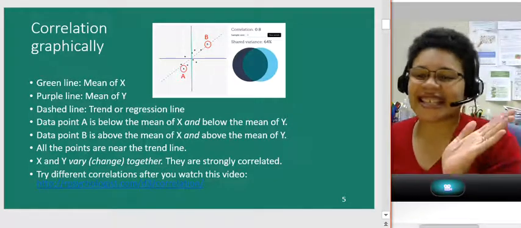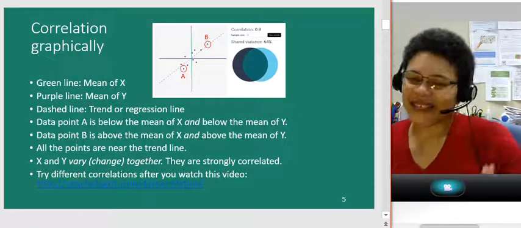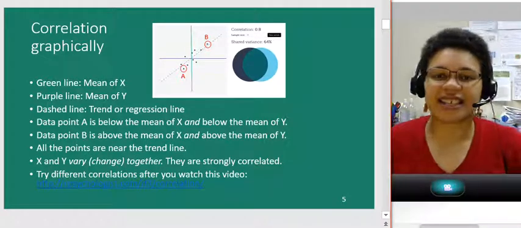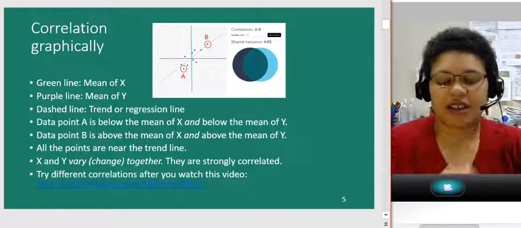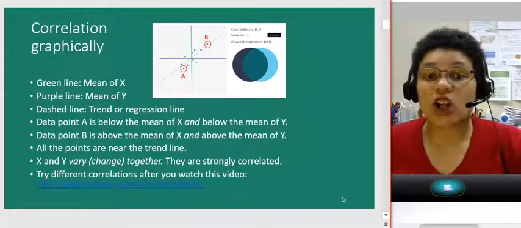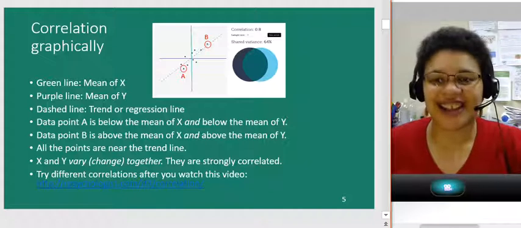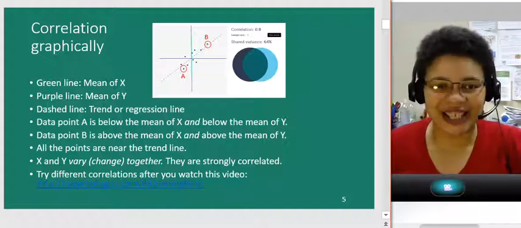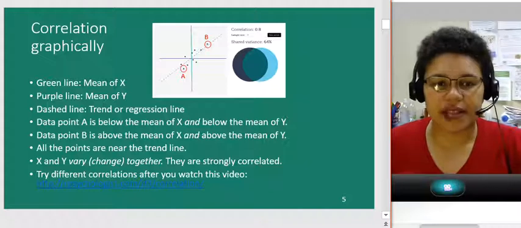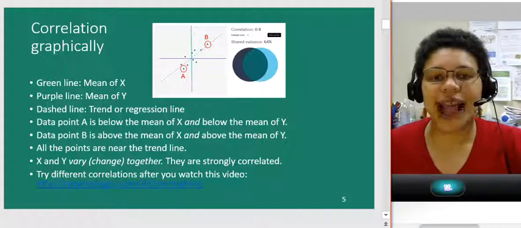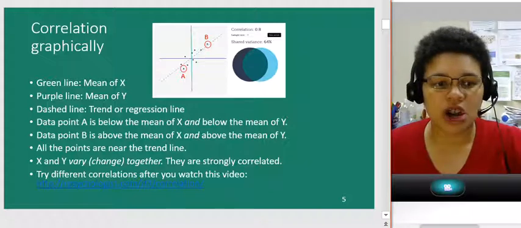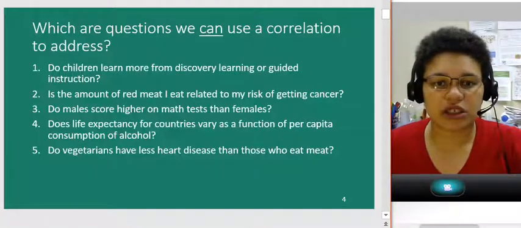Okay, so that dashed line in this illustration is the trend line. And it's also called a regression line. And in our regression lessons, you're going to learn why. Now, if we look at this trend line, the green line is the average of X. So let's go back to our heart function.